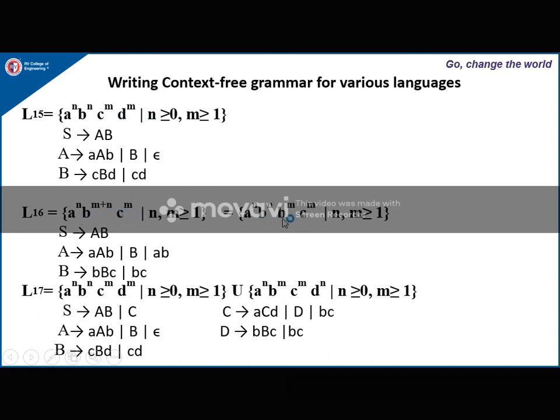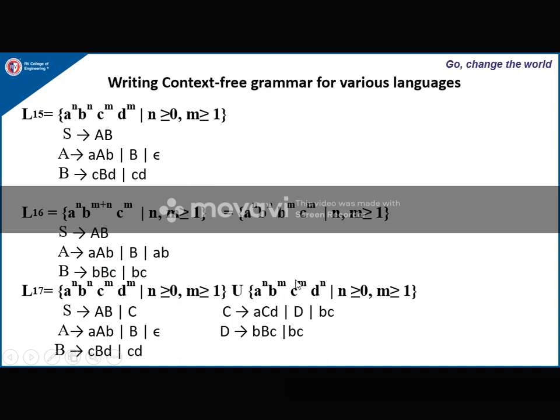So these are the symbols you have to verify here. So a^n b^n I will generate by using the A production, b^m c^m I generate using the B production. So S derives AB, A derives aAb or ab, B derives bBc or bc.